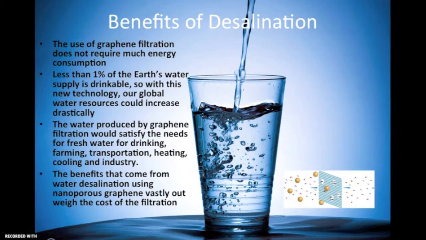One of the main benefits of desalinating salt water using graphene is that it does not require much energy. Although it may seem like we have a ton of water to drink, less than 1% of Earth's water supply is drinkable. So with this new technology, our global water resources could increase drastically. Plus, the water produced by graphene would satisfy our needs for drinking, farming, transportation, heating, cooling, and industry. The benefits that come from water desalination using nanoporous graphene vastly outweigh the cost of filtration.